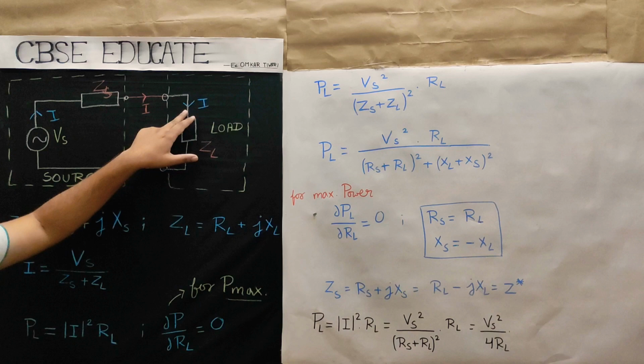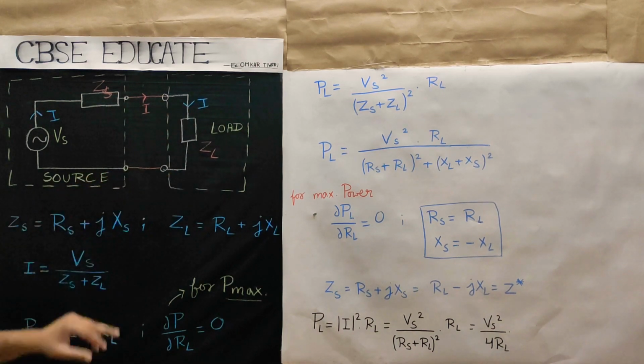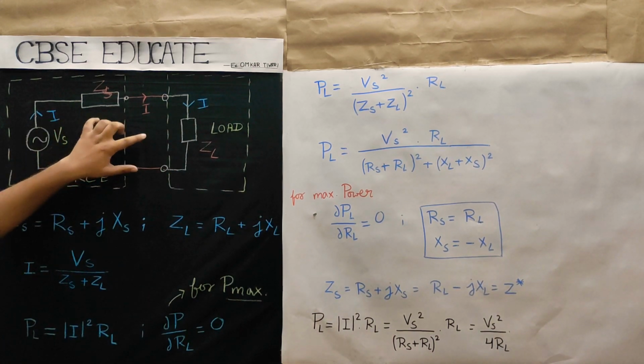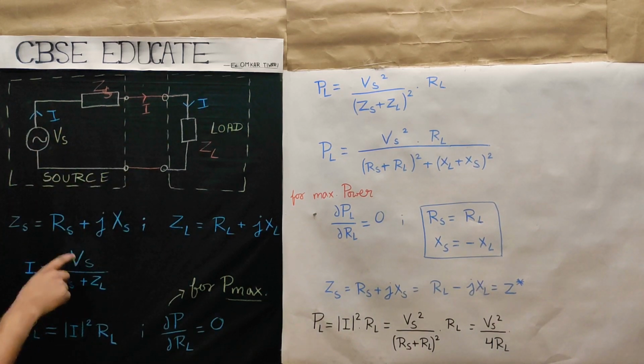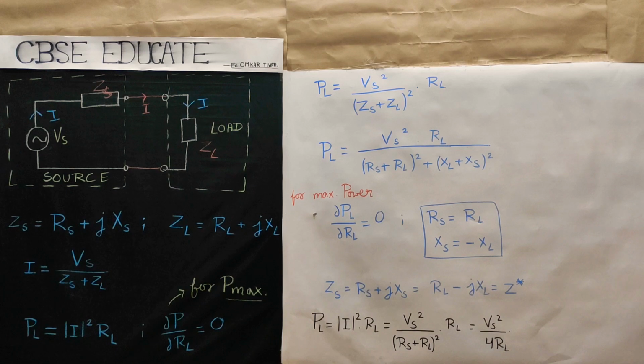Now ZS is this and ZL is this. So what is I equal to? I is equal to the voltage source Vs divided by the total impedance in the circuit, that is ZS plus ZL. So I is equal to Vs by ZS plus ZL. And as we all know, the power PL is equal to I square RL.